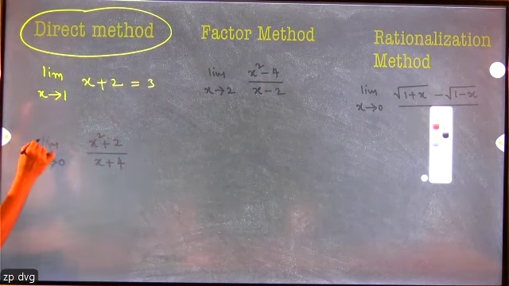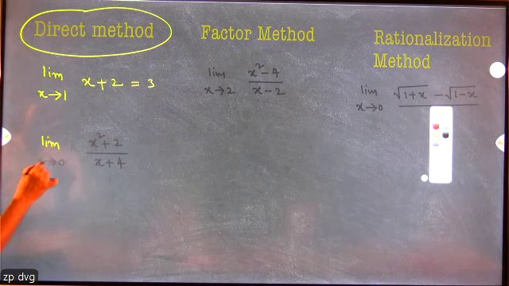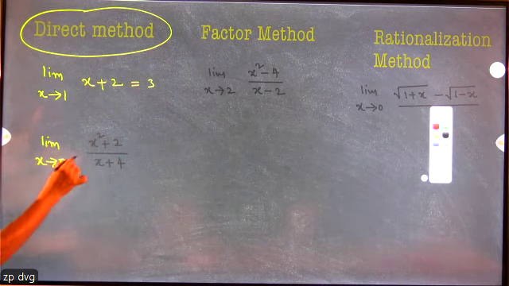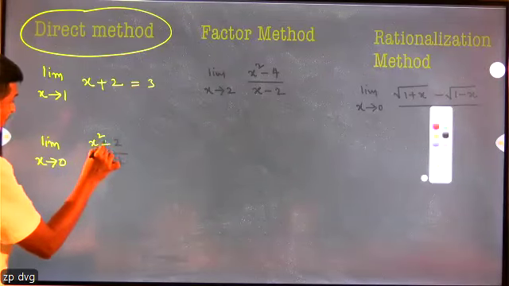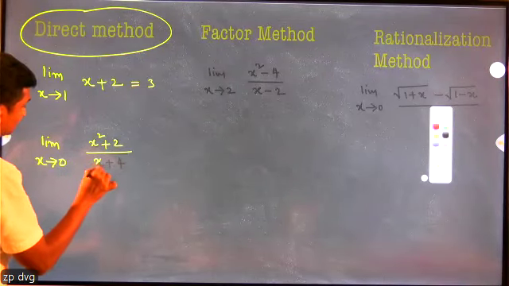Okay. You see, the next question in the direct method is like this: limit x approaches 0, x square plus 2 divided by x plus 4.